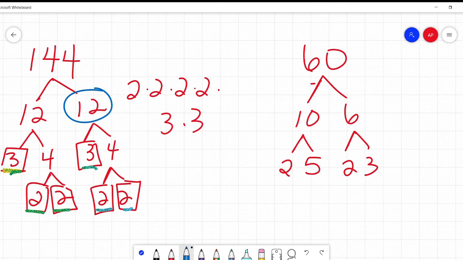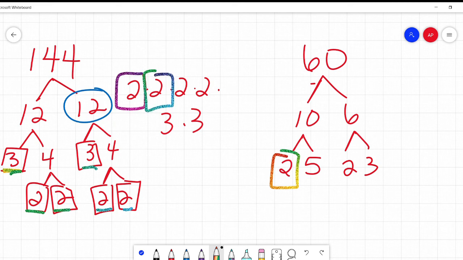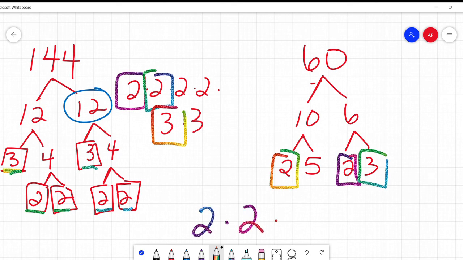To know the greatest common factor of these two numbers, I look at what they have in common. So I'm going to use rainbow here. I have a 2 and a 2. Another 2 and another 2. Another 3 and another 3. Any other numbers that match up? Nope. So my greatest common factor of 60 and 144 is 2 times 2 times 3, the three numbers they share, or 12.